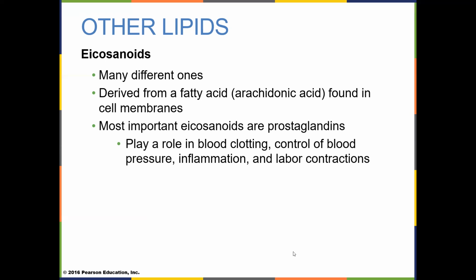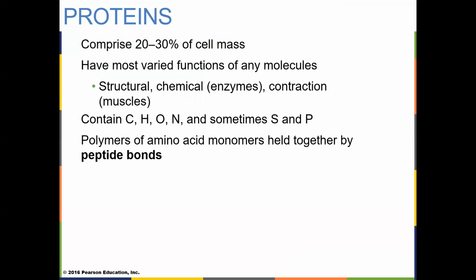So the inflammatory response is part of our healing process, and it is regulated by prostaglandins, which are a type of eicosanoid. So this is very, very important for us. We'll talk a lot more about that in the inflammatory response and when we get into hormones in AP2. So this leads us into proteins, the third category of the organic compounds.